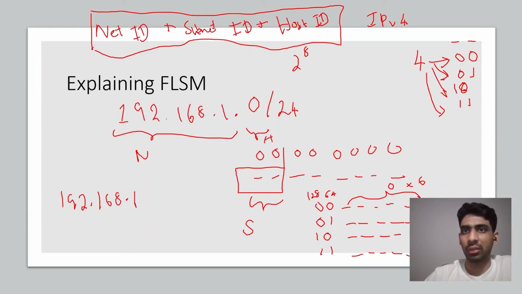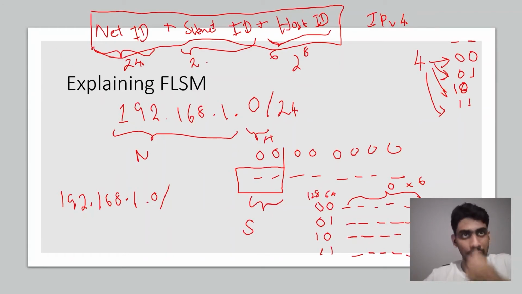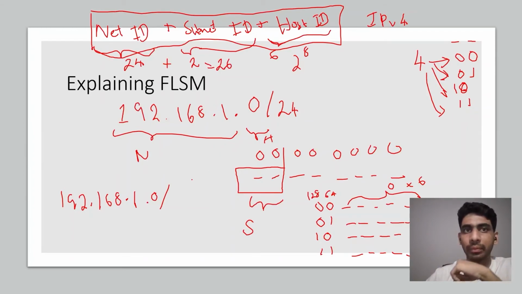So if these 2 are zeros and all these are always zeros, then it is 0. Most importantly, the network ID and subnet ID together: there were 24 network ID bits, and we have taken 2 more. We are taking the very first 2 host bits as subnet bits, and the remaining 6 bits are for host ID. As I told earlier, subnets are also networks, so it will be taken as part of the network ID. So 24 plus 2 will be 26. So the new subnet mask will be 26. This is the first new subnet address we can have.